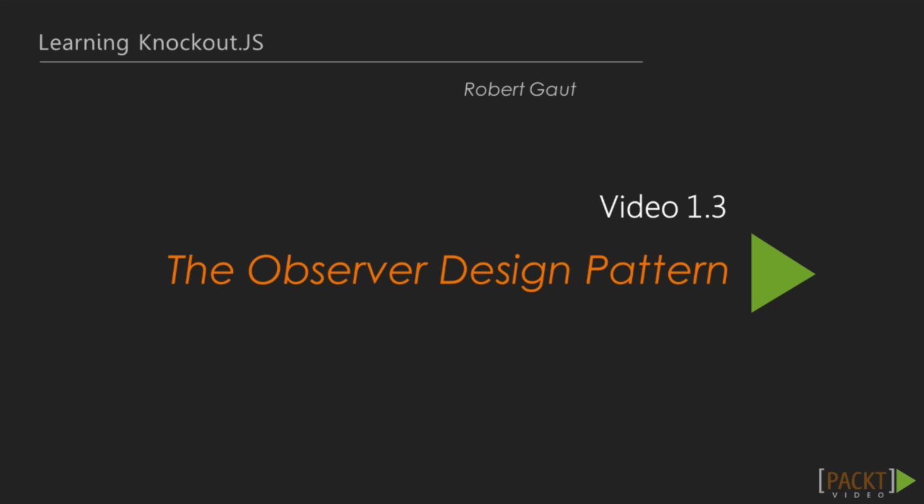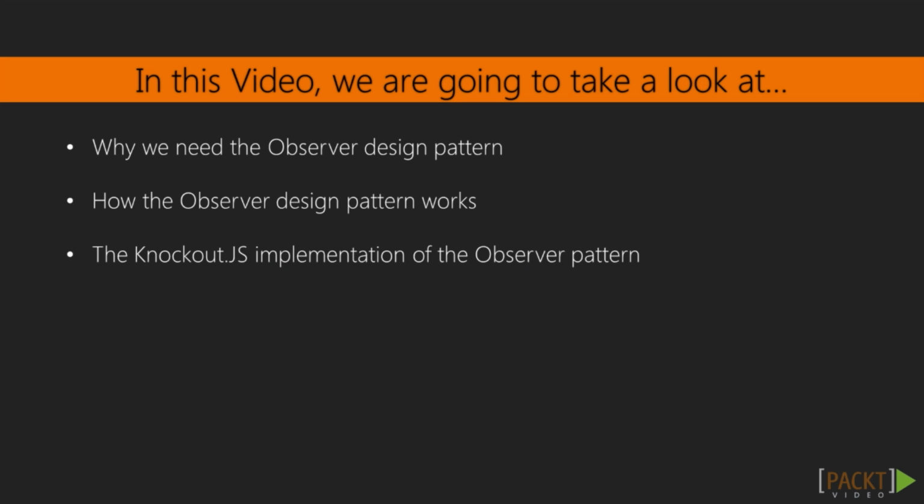In our last video, we learned about the Model-View-ViewModel design pattern and how it can help us separate the concerns of our application. One of the major features of that pattern, data binding, relies upon a level of communication between our view and our view model. But how is that communication achieved? In this video, we'll examine the observer design software pattern and how Knockout.JS uses it as a means of data binding in its implementation of MVVM.